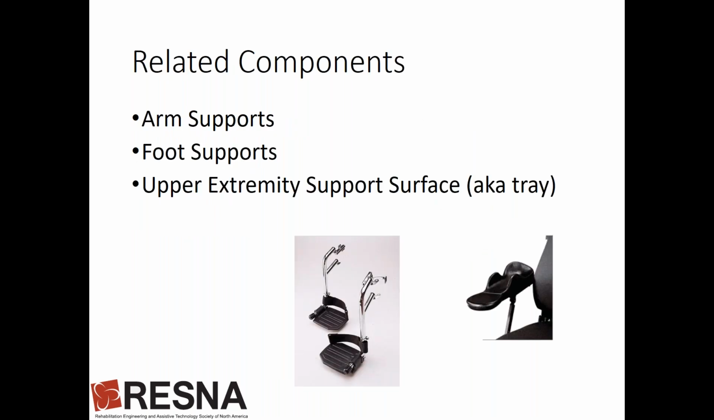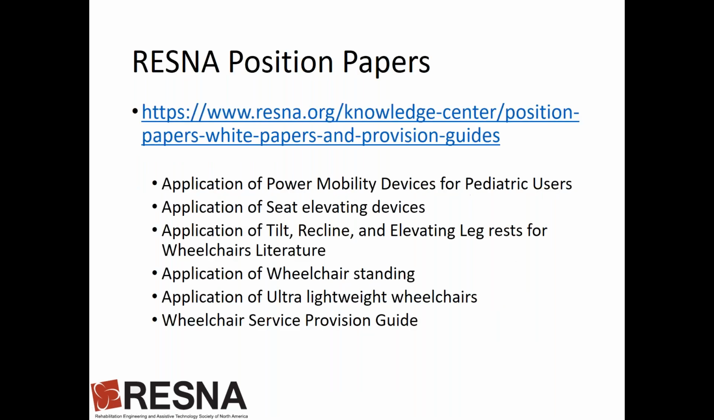Componentry: as long as you describe what it is that you want to achieve, there's going to be a component that supports that. You need to think of the different features that you want for the arm support and the features that you want for the foot support. And then if you want upper extremity supports or lap trays, and how that's going to help you. Again, I really encourage the use of all these position papers.